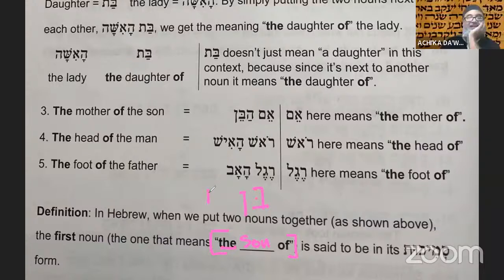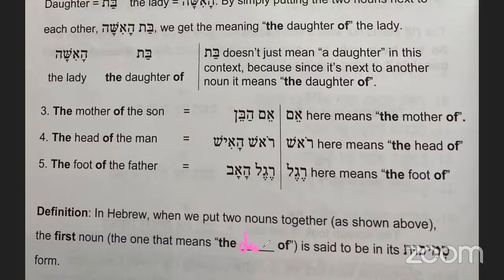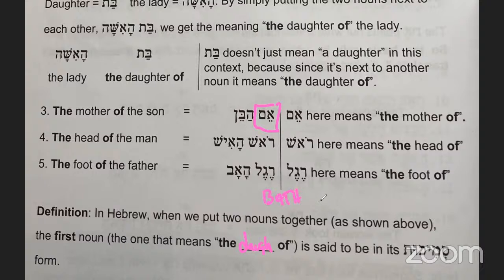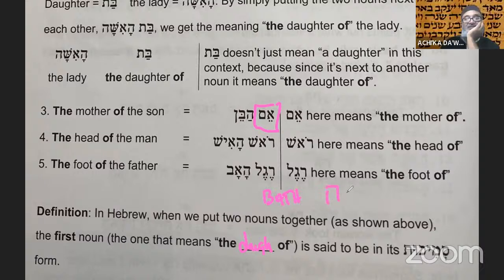Ben Ha'ish. Yes. You see, that's what it would be. Ben Ha'ish. If I said the daughter of the mother, what would it be? Bat Ha'em. Yes, because the mother is em. But if it was the daughter of the woman, the daughter again would be what? Bat, what? Ha'isha.